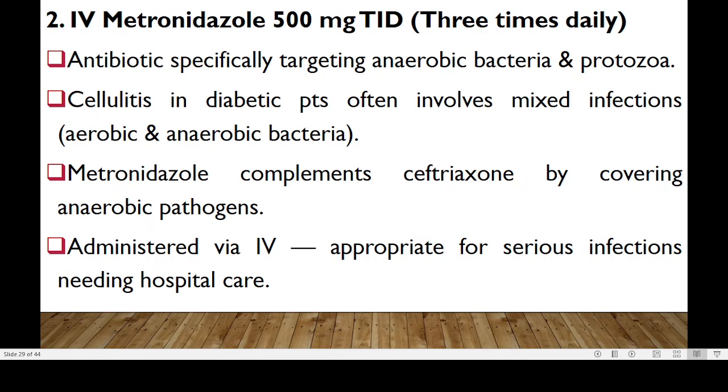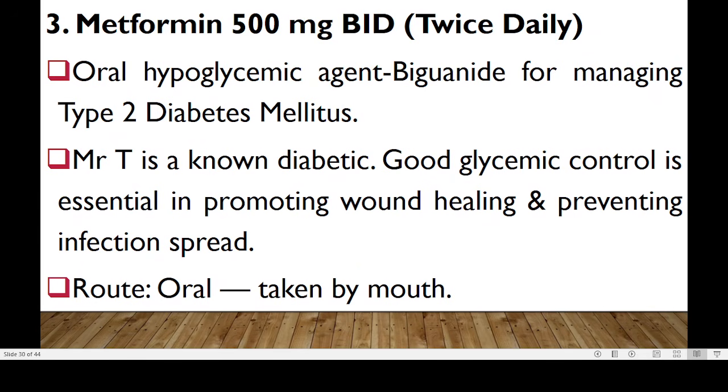The second drug that Mr. T is on is IV metronidazole 500 milligrams 3 times daily. Metronidazole is an antibiotic specifically targeting anaerobic bacteria and protozoa. Cellulitis in diabetic patients often involves mixed infection. We have both aerobic and anaerobic bacteria causing the cellulitis. For that reason, metronidazole complements ceftriaxone by covering the anaerobic pathogens. In this case, we are giving Mr. T metronidazole via the intravenous route, and this is appropriate for serious infection needing hospital care.